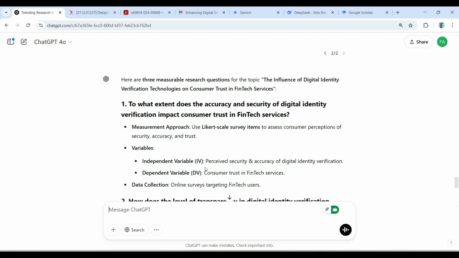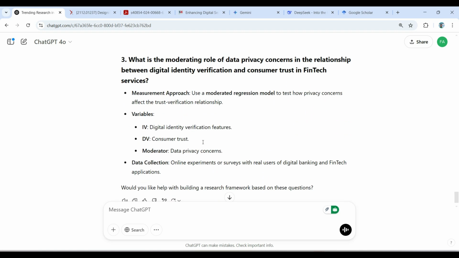What are independent variables? What are dependent variables? What is the data collection method? Now, there are 3 questions. You can also ask different types of questions. You can ask an exploratory question, if you're trying to understand the topic better. You can ask a comparative question, if you want to compare between two things. Or you can ask causal questions. You can ask descriptive questions.